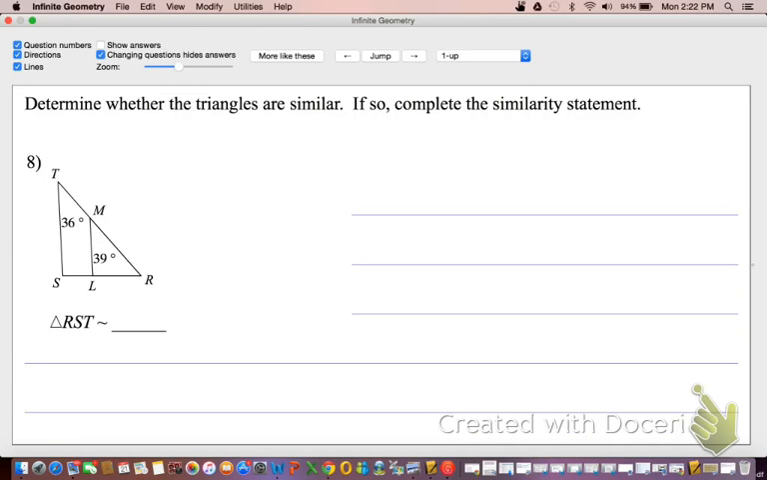Okay, so these angles have to be equal in order for them to be similar triangles, so you just say no, not similar. If this were 36 and 36, it would work, but they're not equal. That's going to make the lines not parallel, okay?